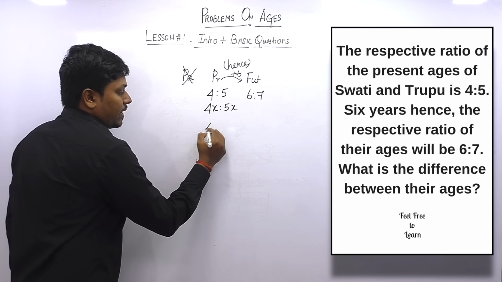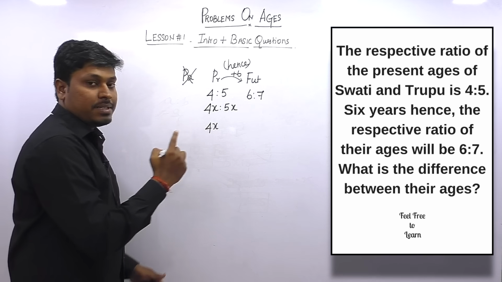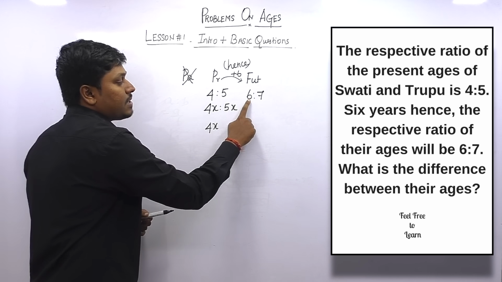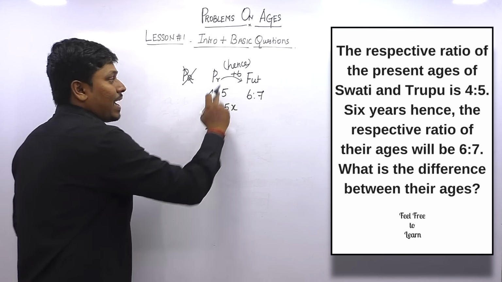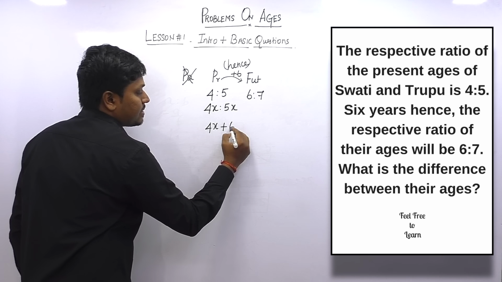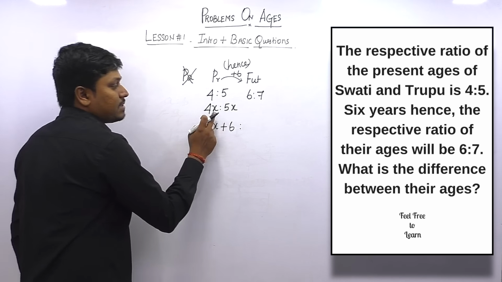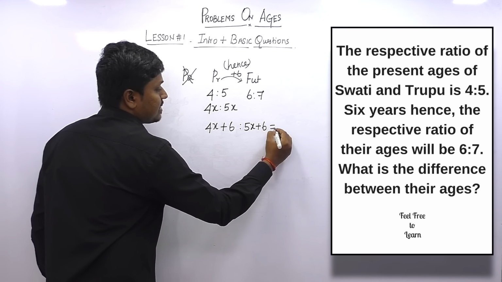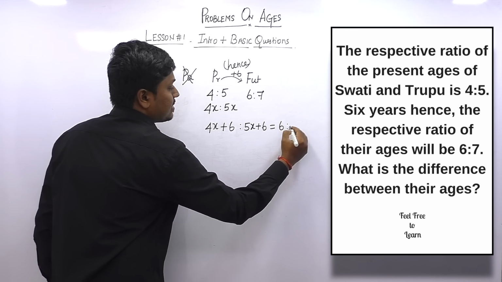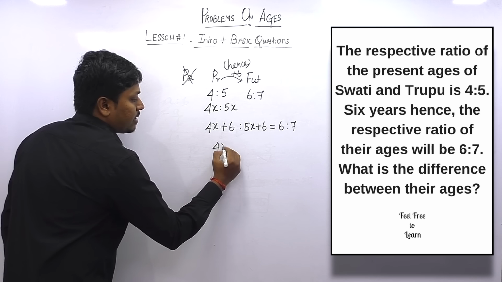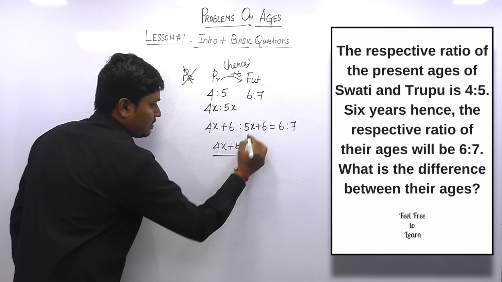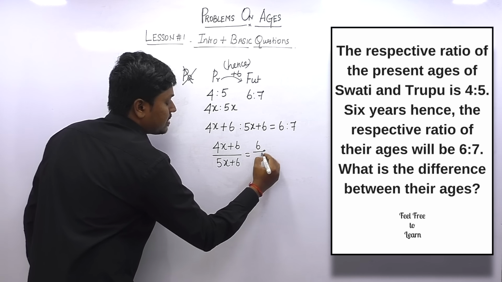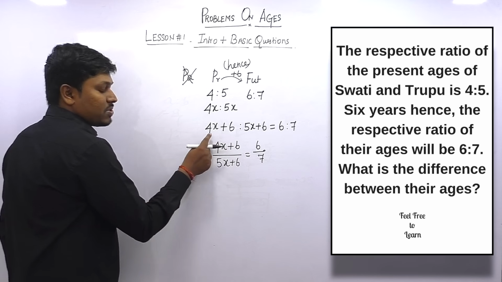So 4x will be the present age of the first person, Swati, because they are talking about after 6 years their ages are in the ratio 6:7. So after 6 years, from the present age add 6. For the second person, Tripu, 5x will be the present age, so 5x plus 6, and their ratio will be 6:7. This can be written as (4x plus 6) divided by (5x plus 6) is equal to 6 divided by 7.